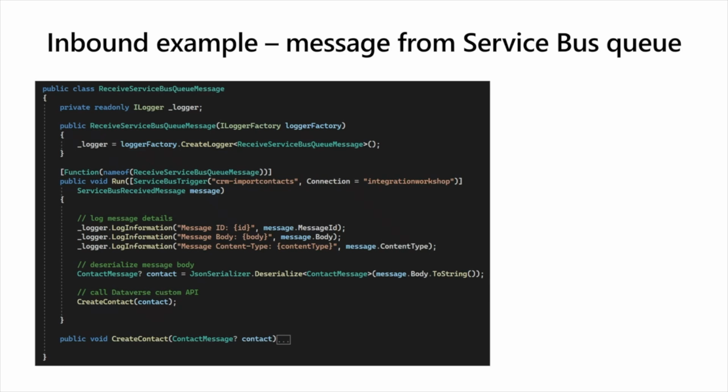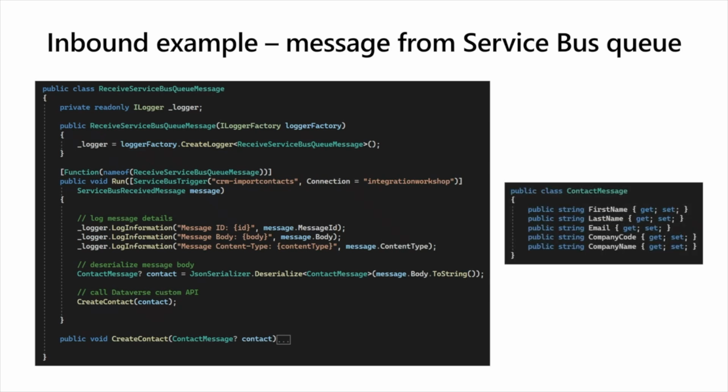In this example, we are using a Service Bus trigger to process a single message, but it's also possible to configure your function to process a batch of messages at the same time. For more information on this, please see the linked documentation. To deserialize the message, we define a simple class to match the expected format of the message body.